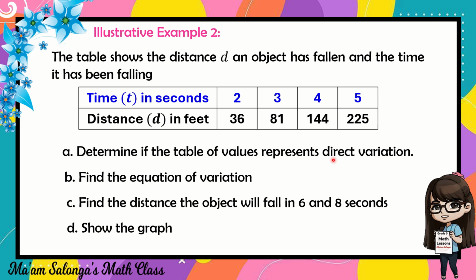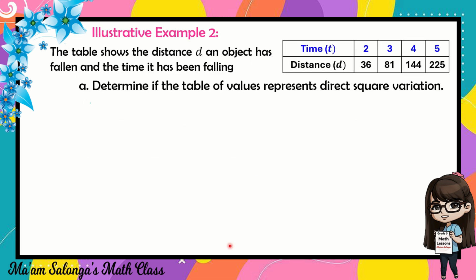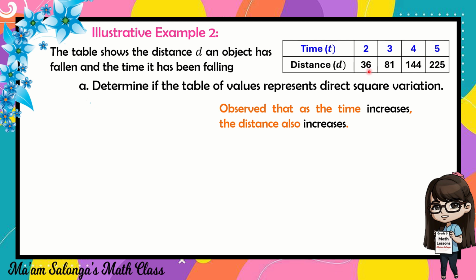Illustrative example number 2. The table shows the distance an object has fallen and the time it has been falling. So, the time denoted as t and the distance denoted as d. So, we need to find this 4. So, let's have the first problem. Let's determine if the table of values represents direct square variation. So, dapat increasing pareho. Yes, increasing sila pareho.